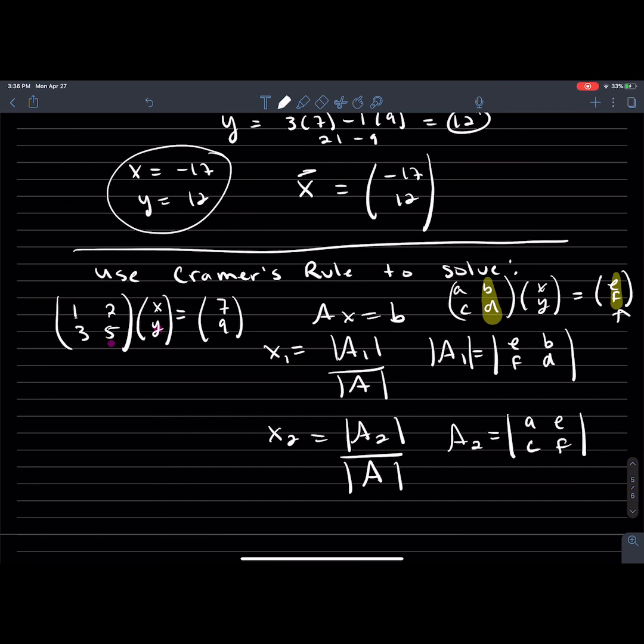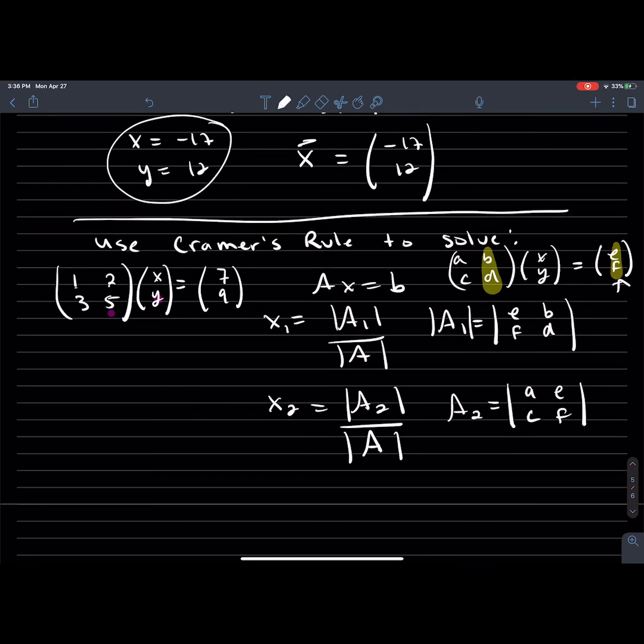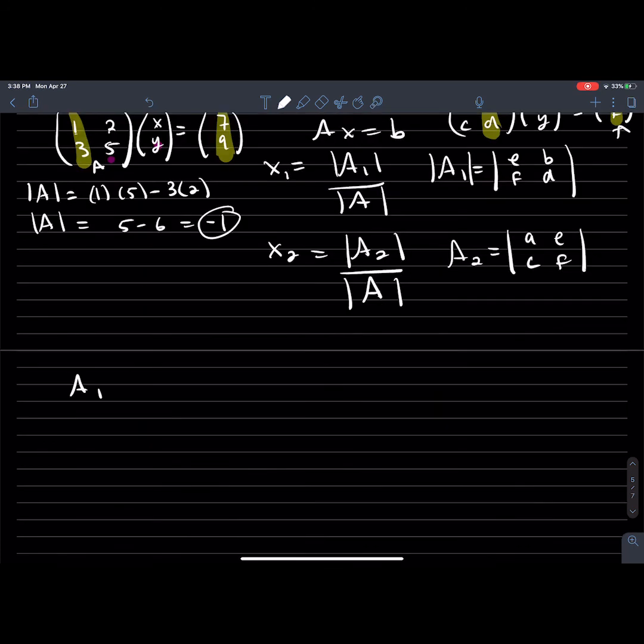And we know what A is. So that's how we do it. That's the formula for it. So let's do this one. I need the determinant of A, so I'm just going to write that notation. The determinant of A, this is my A, right? So it's 1 times 5 minus 3 times 2, which is 5 minus 6, which is -1. The formula is X is equal to the determinant of A1 divided by the determinant of A.